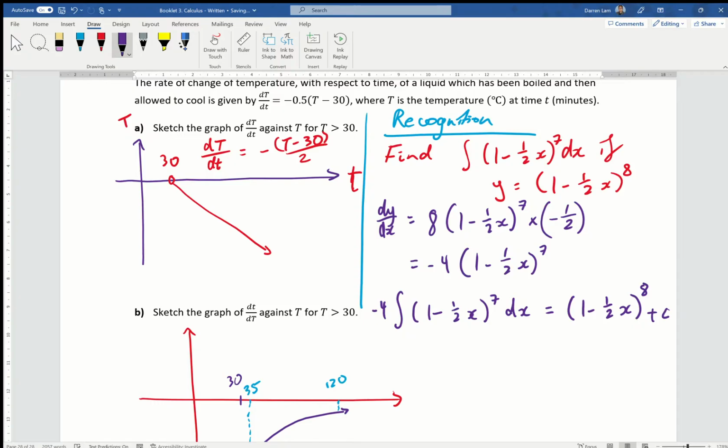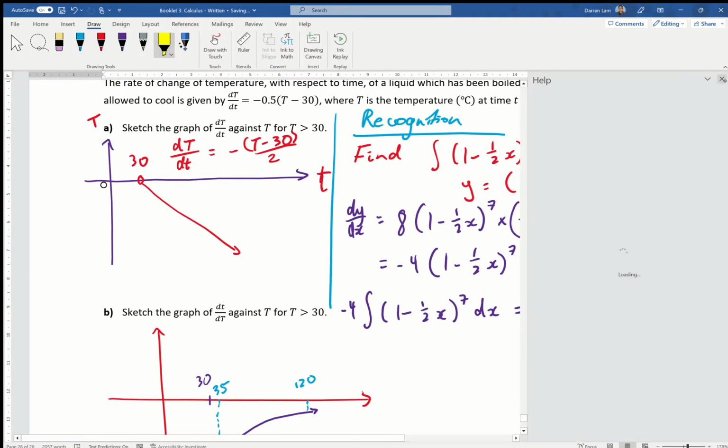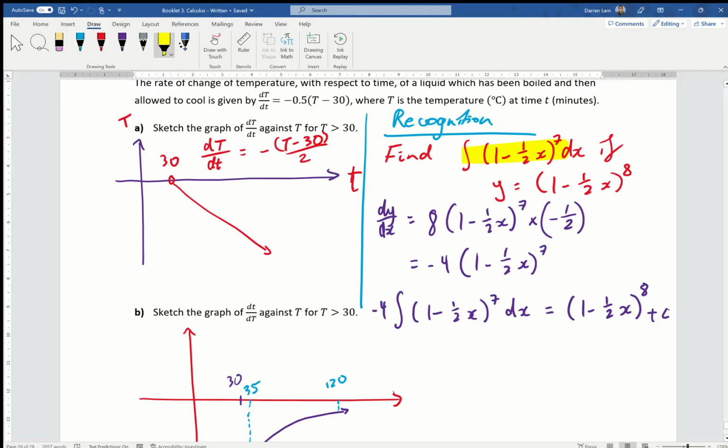I'm going to write plus c, because we're not doing an indefinite integral, so plus c. Now, I know the goal is to find that. So to find that, I need to try and make my original antiderivative look like that, the only difference being the negative 4. So let's just divide both sides by negative 4.